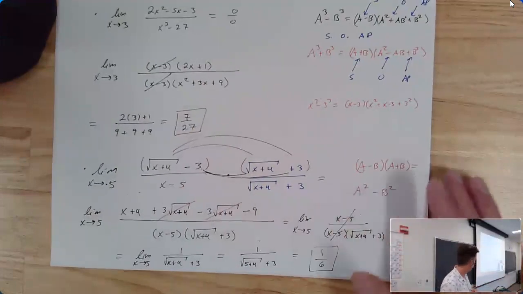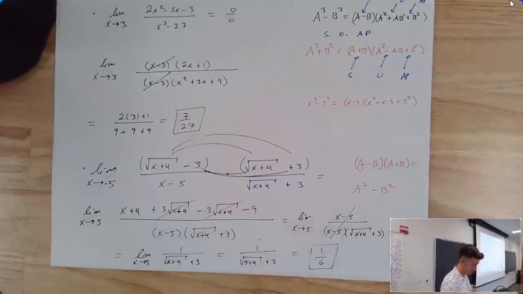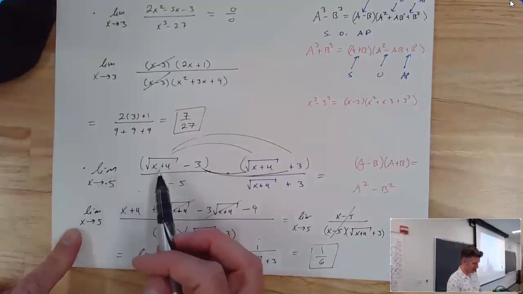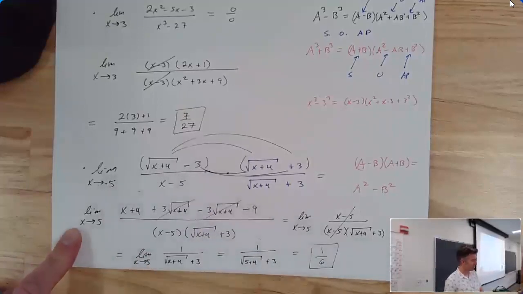What's the final notation for boxing our answer? Like, the answer is this number, 1/6. I don't think so. You could, if you really wanted to, go back and write the limit as x approaches 5 of the square root of x plus 4 minus 3 over x minus 5 equals 1/6. I don't think you need to do that.